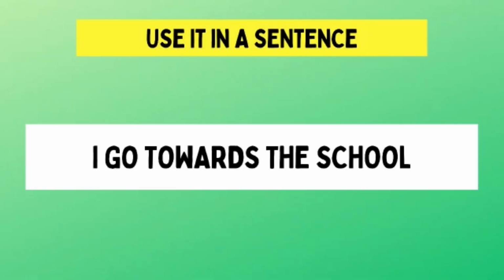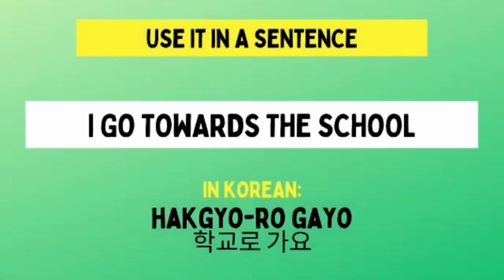Now let's try to look into this example English sentence. It says, I go towards the school. Again, I go towards the school. The Korean translation of this sentence is 학교로 가요. Again, 학교로 가요.